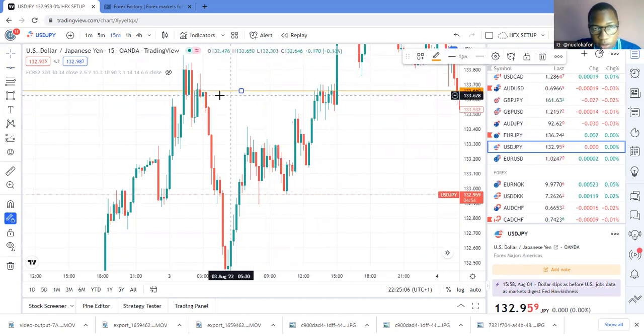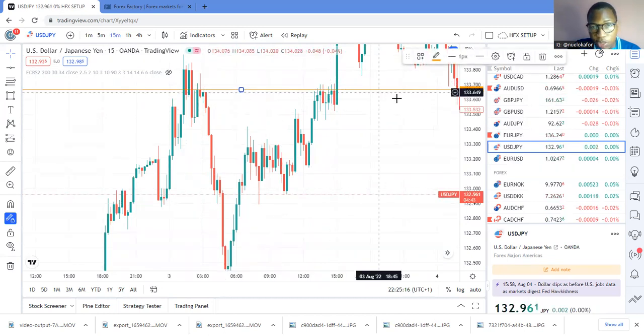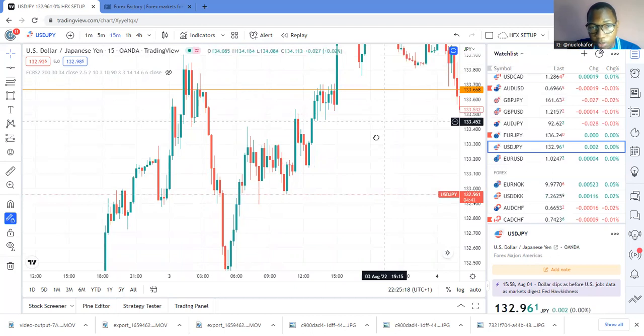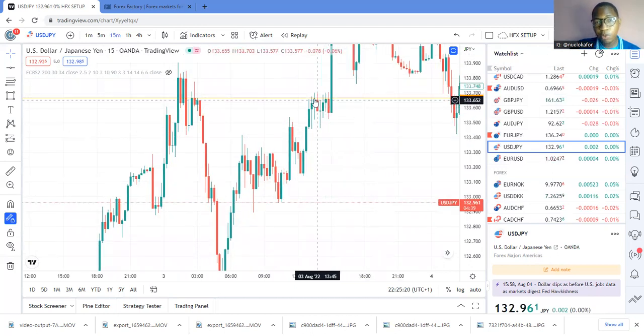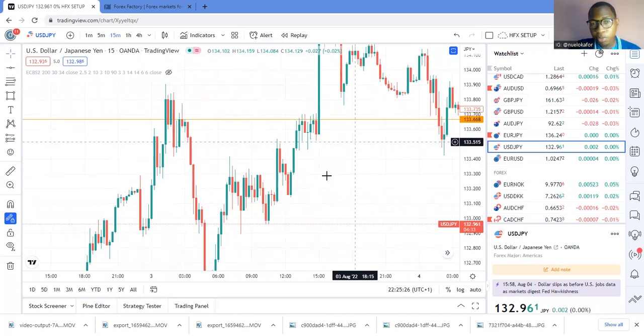This area right here, I want to extend this because of this previous one here too. I'm looking at this. I like it coinciding with bodies. But anyways, this right here was a bit of a resistance. It rejected, right? Then it finally broke.